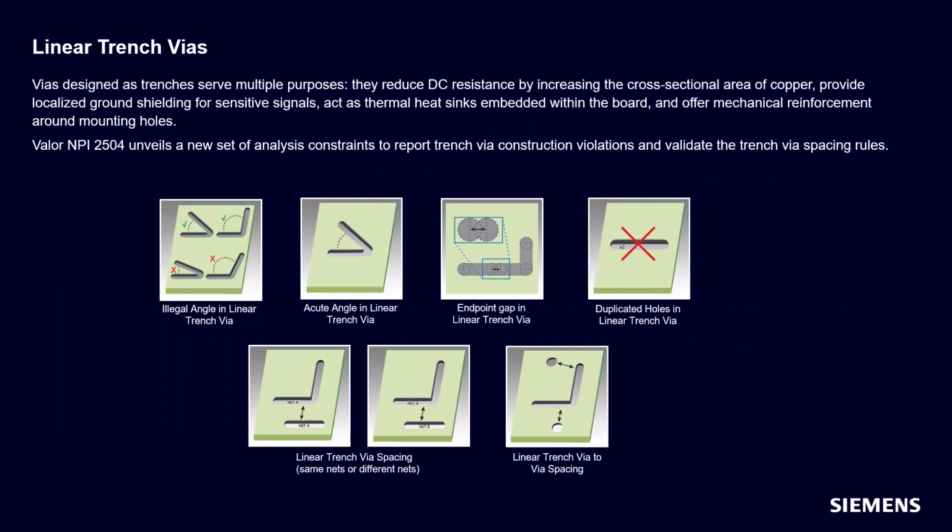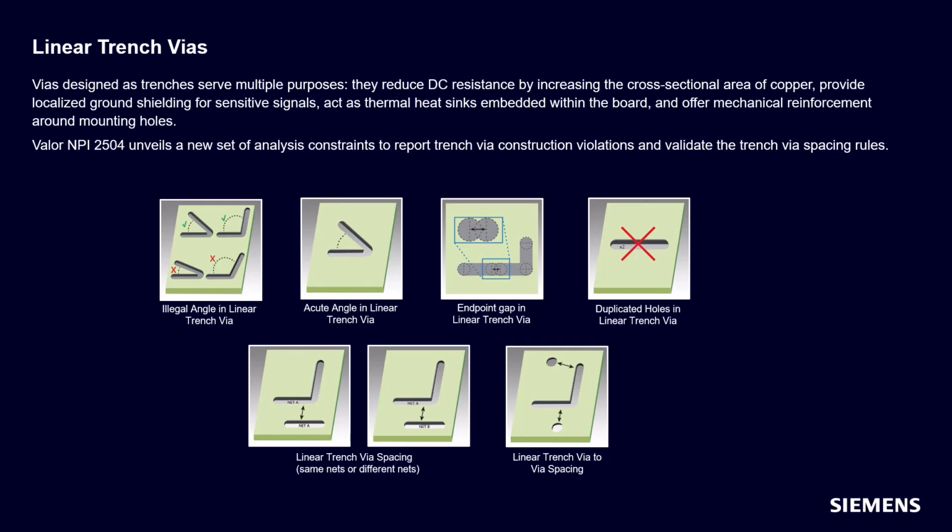Valor NPI 2504 provides 7 new sets of checks to report trench via construction and spacing issues. There are 2 checks for illegal and acute angles. There is a check to report the gap between endpoints of a connected line in a linear trench via that exceed the permitted overlap distance. There is a check to make sure that there are no duplicated holes in the trench via.